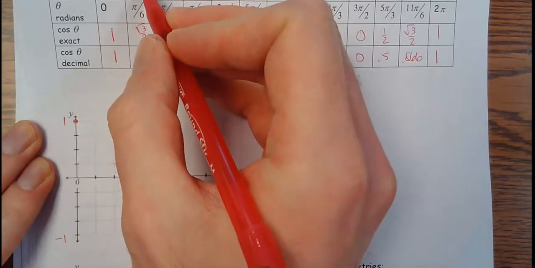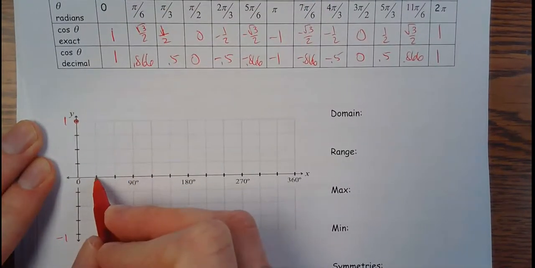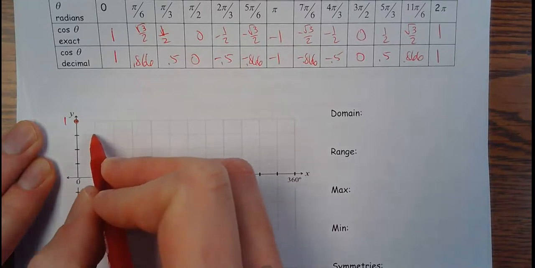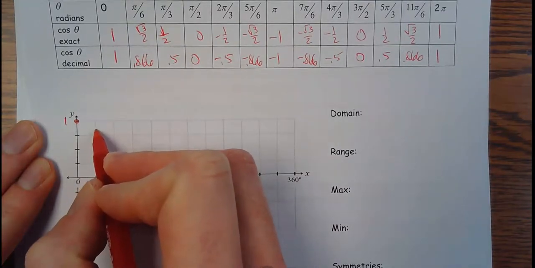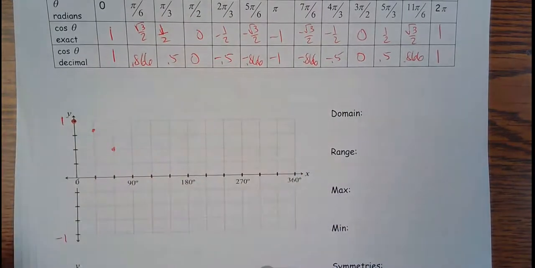And if I go to pi over 6, well, that's the same thing as 30. And these are each 30. So at 30, I'm at about 0.866, so a little bit more than 3/4 of the way up. And then at 60, I'd be at a half, and so on. So go ahead and finish this.